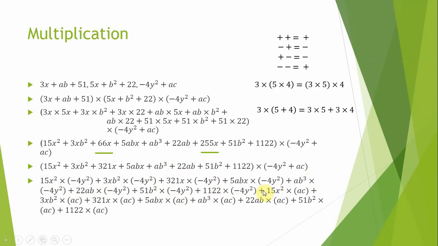First part is done. Now we multiply all the terms of the first expression with the second term of the second expression. So 15x squared into ac plus 3xb squared into ac plus 321x into ac plus 5abx into ac plus ab cubed into ac plus 22ab into ac plus 51b squared into ac, and finally the constant term 1122 into ac.